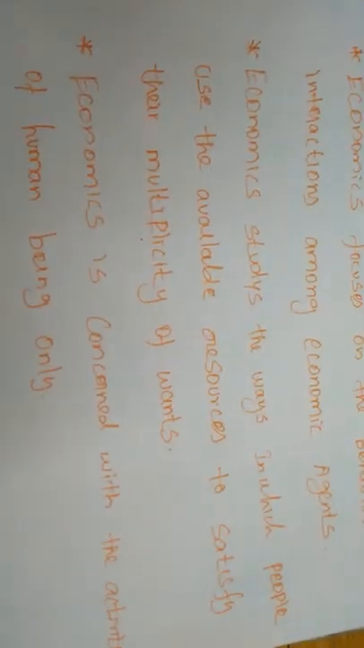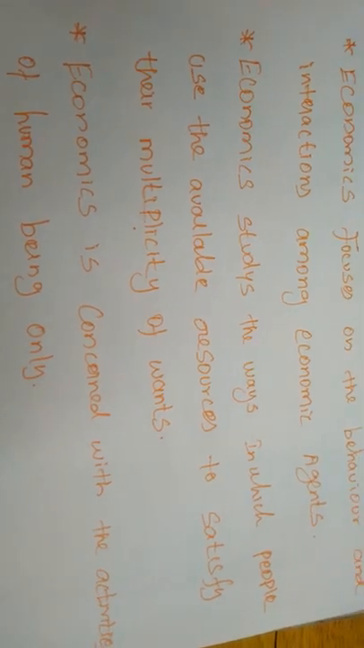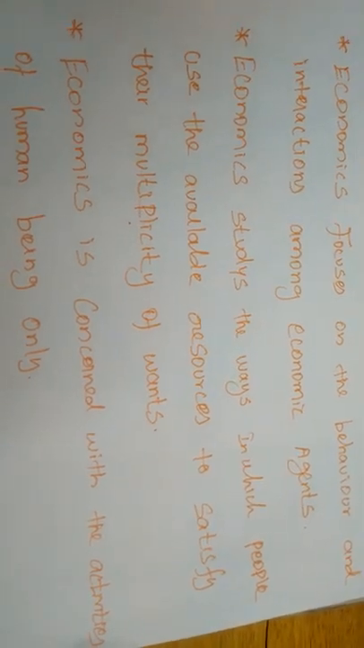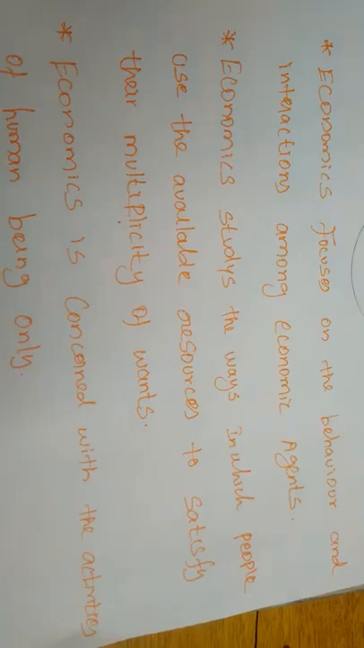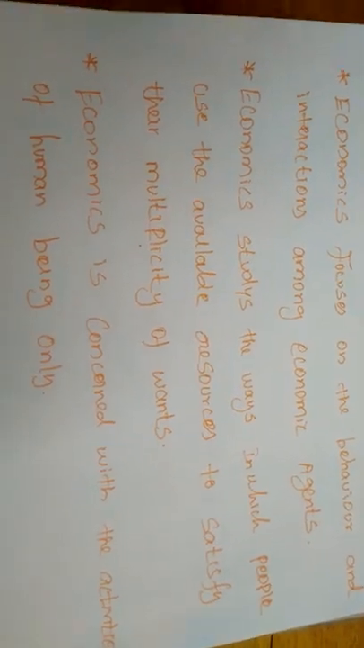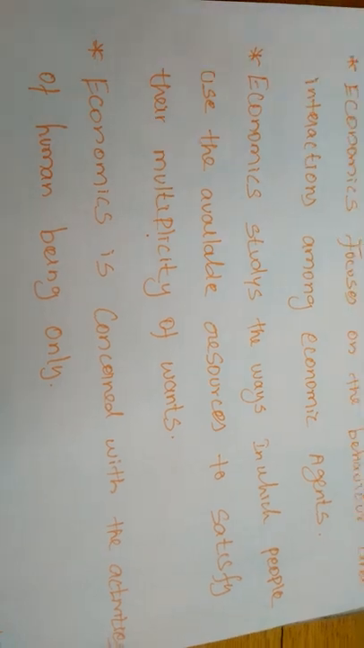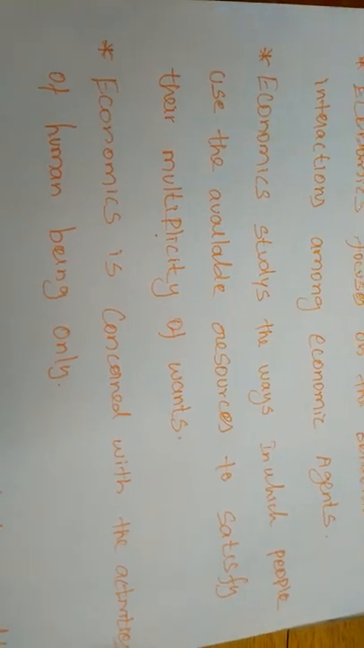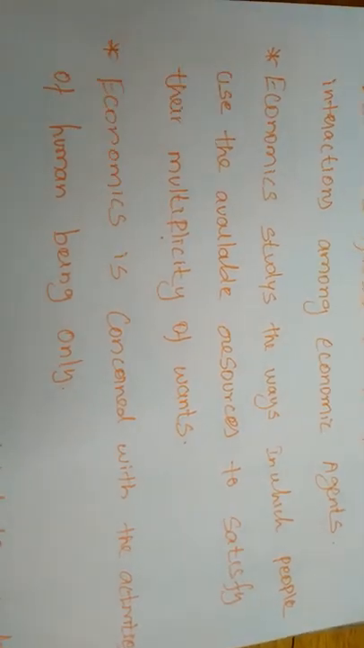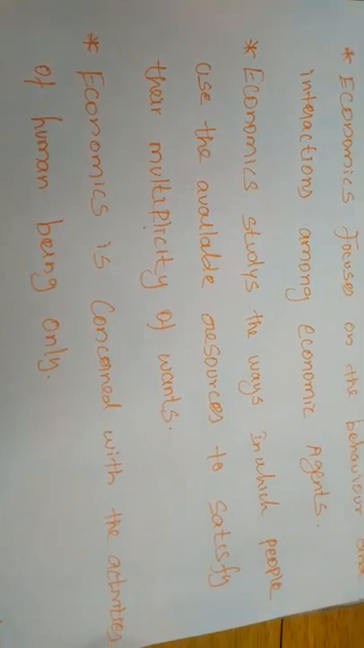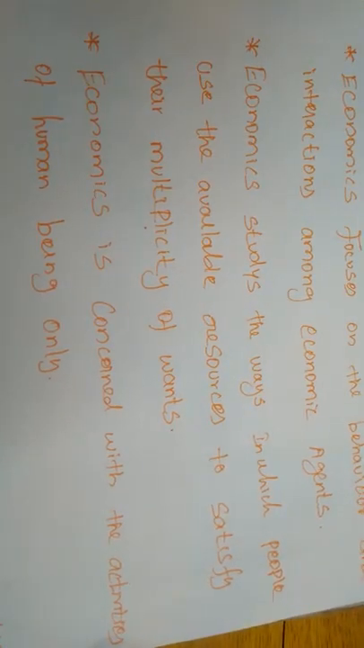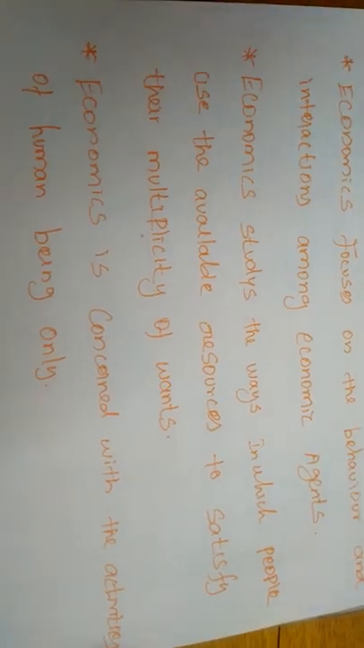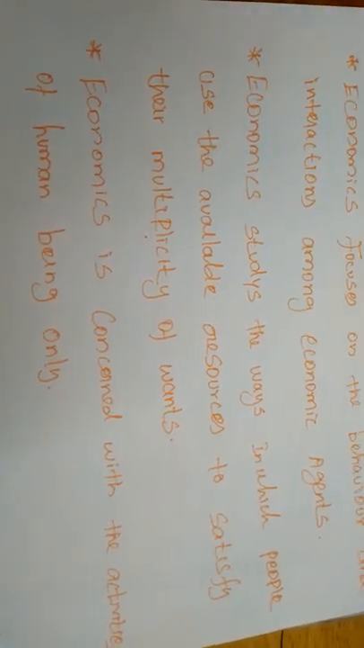So economics also studies how individual people and organizations use the natural resources, or the available resources, to satisfy their multiplicity of wants. For example, there is land. Suppose some acres of land are available in our nation. But how will the people, the public or individual persons, use that land? Will the land be used for cultivation, or for building industries? That is decided by rational people.